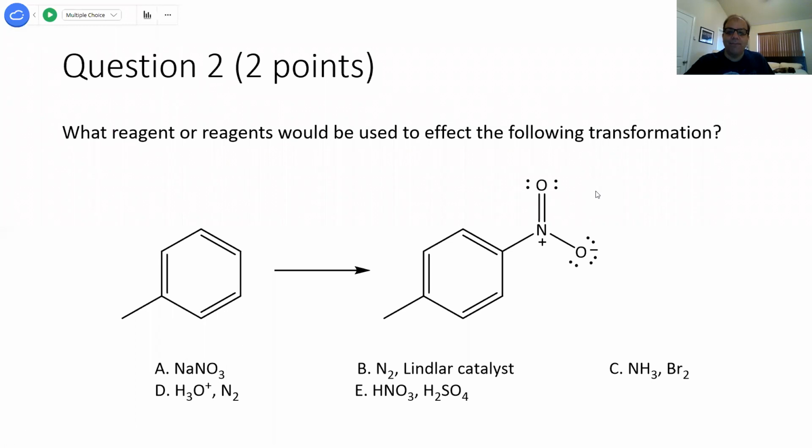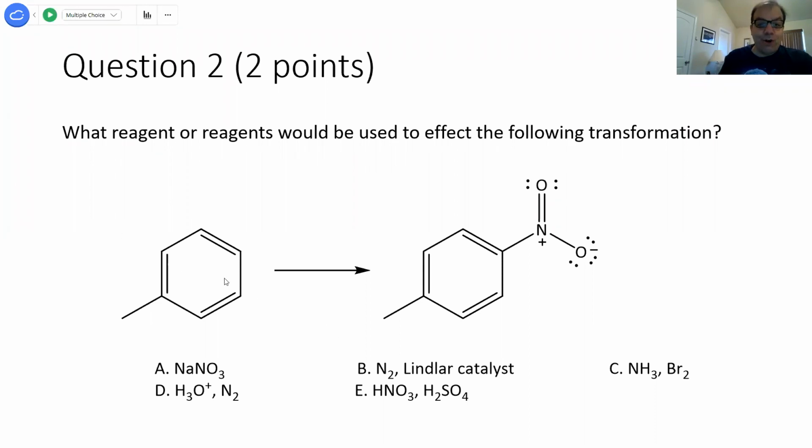Well, that's okay. Second and final question, what reagent or reagents would be used to effect the following transformation? So one of those sets of reagents is right, the other four are wrong. You want to pick the one that's right.